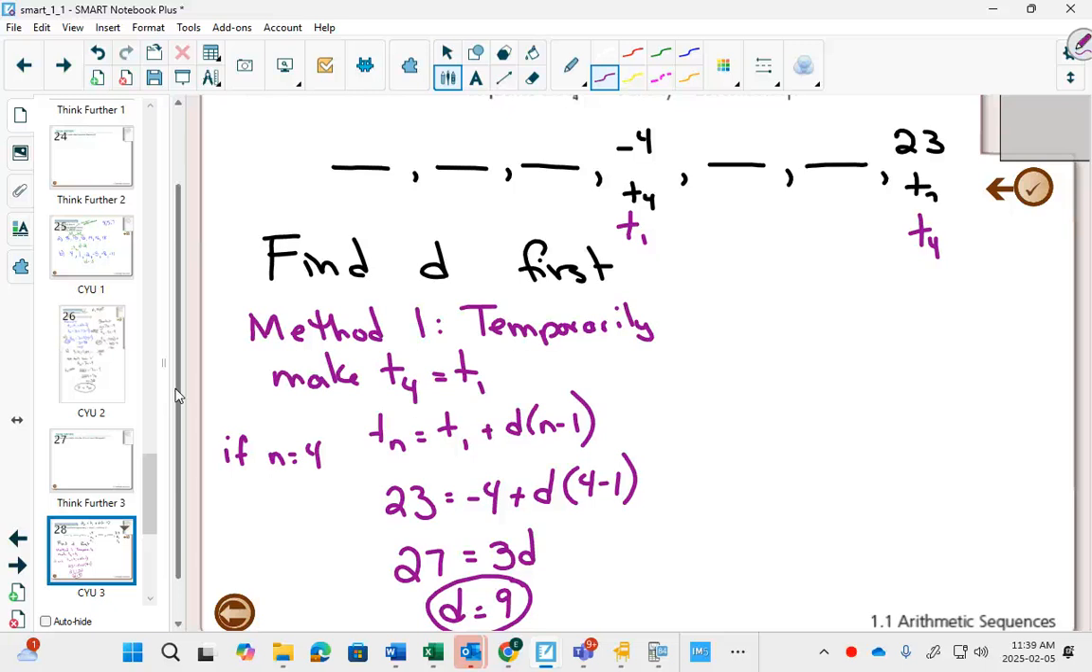Let's do a check if 9 actually works. If D is 9, do you see that you'd have to add 9 to this and you would get 5? If you added 9 to 5, you would get 14. If I add 9 to 14, do I get 23? Yes. Perfect. Can you see that you could use this to find term 1?